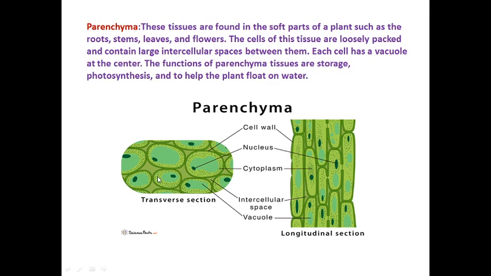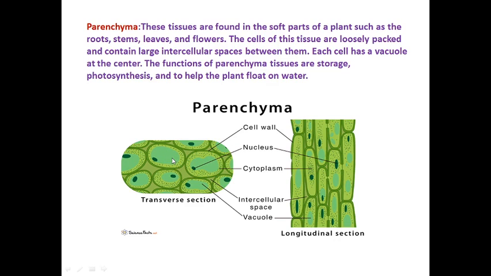Here you see the cells of a parenchyma. They are found in the plant where the soft tissue is, like in the roots, stems, flowers. The cells of this tissue are loosely packed together and they have large intercellular spaces. Here you see the intercellular spaces are large. Each cell has a vacuole. Here you can see the vacuole also.